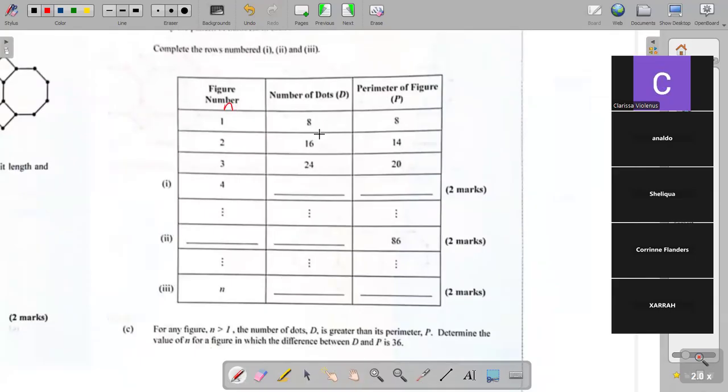So we can start off together. What is this? Plus 8. What is this? Plus 8. So what will be the next number? So what is our first answer? That's a free mark there. Excellent. Everybody, what's the formula?